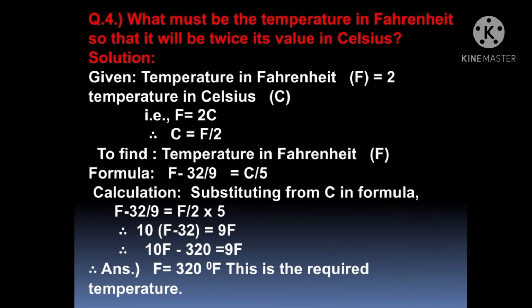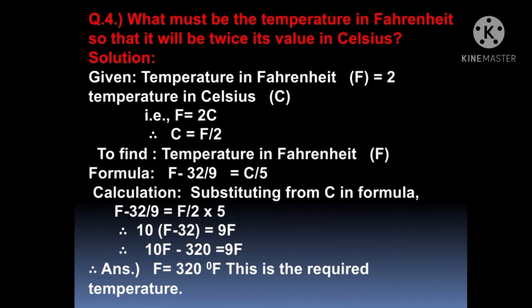What's the formula? We know, students, we have learned the formula: (F minus 32) divided by 9 is equal to C divided by 5. So just calculating, what will be the calculation? Substituting the value of C in the formula. We will substitute the value of C, which we have come to know is equal to F divided by 2. So let's substitute the value of C in the formula.